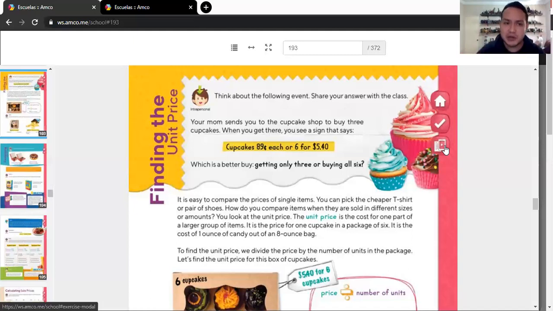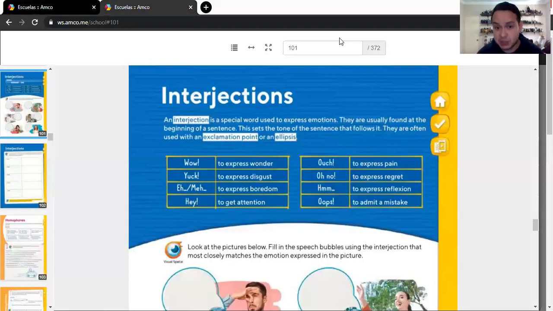Now, let's go to the other part of the work, language. I know you're gonna be like, oh, language. Don't worry, it's gonna be quite easy. Language for today is called interjections. Now, what is an interjection? An interjection is a special word used to express emotions. They are usually found at the beginning of a sentence. This sets the tone of the sentence that follows it. They are often used with an exclamation point or an ellipsis.